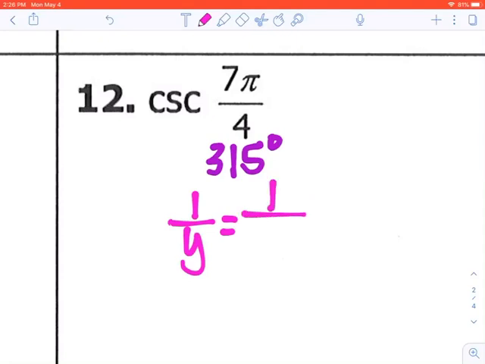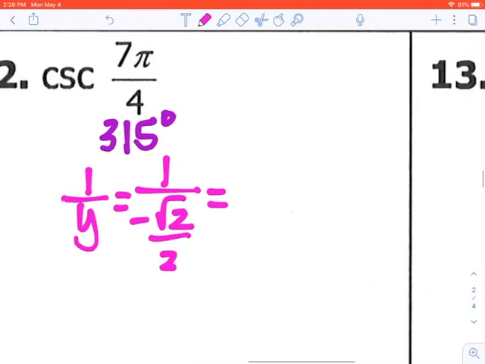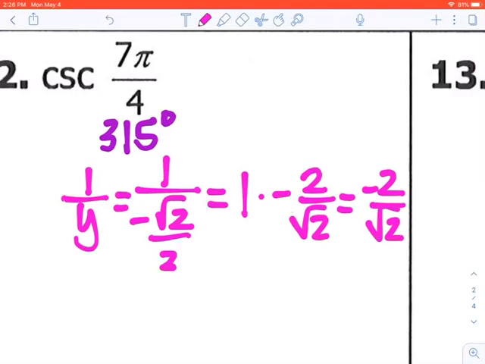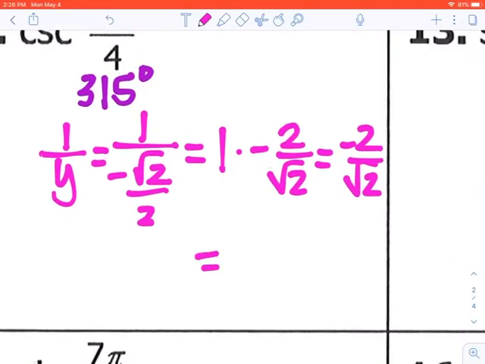So I have 1 over negative root 2 over 2. And what do we do when we divide fractions? We multiply by the reciprocal. So it's 1 times negative 2 over root 2, and you get negative 2 over root 2. We like to rationalize. I would accept negative 2 over root 2.